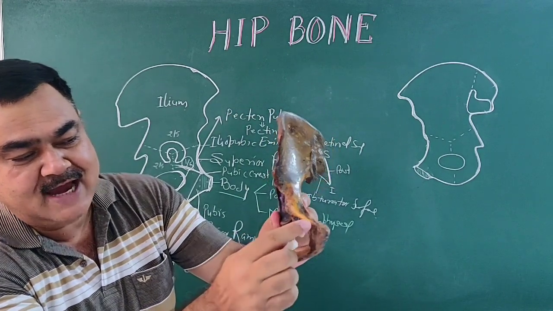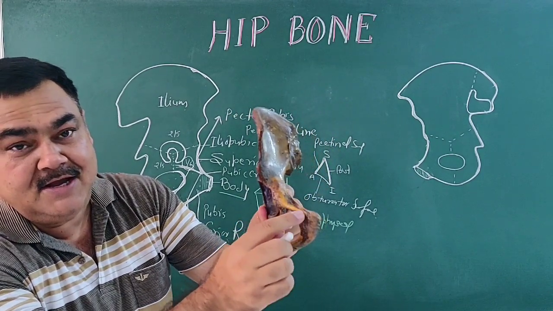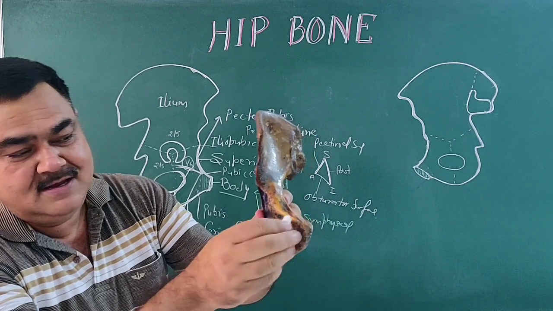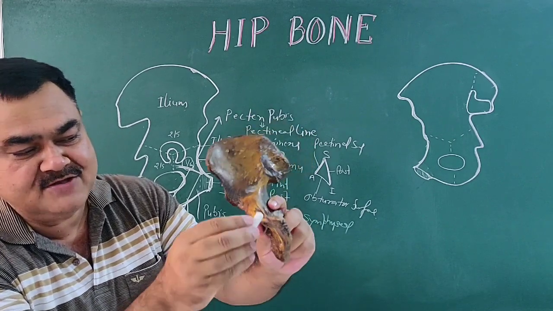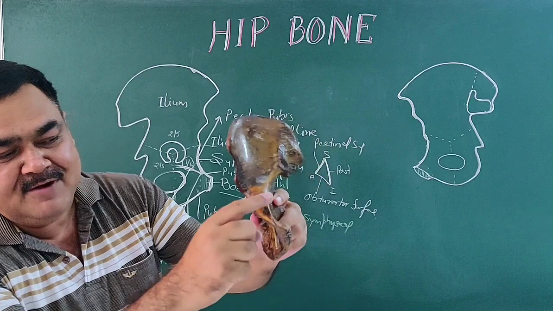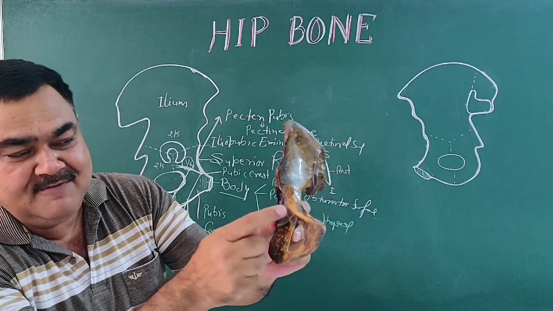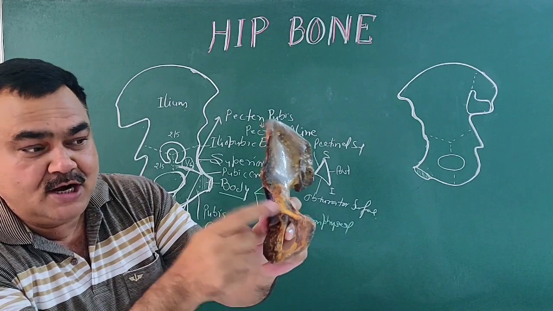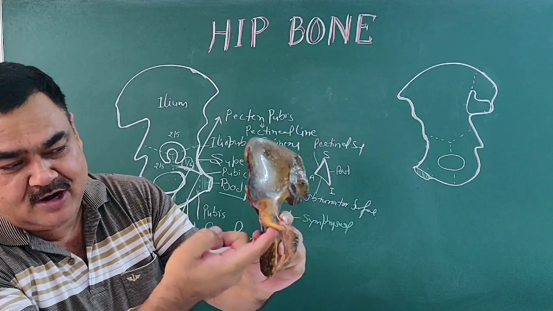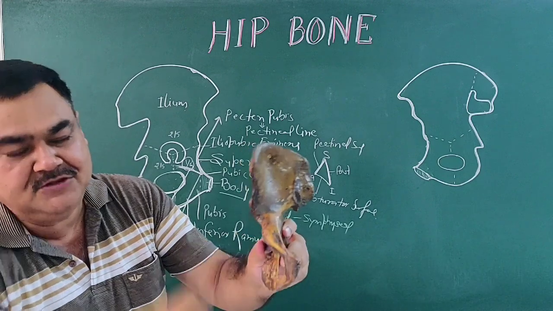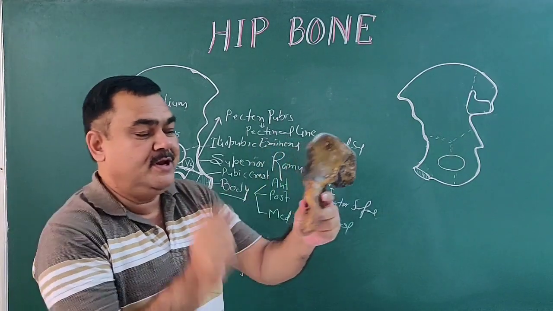This line is the anterior border of the ramus. This is the superior border of the ramus. Between the anterior and superior borders is the pectineal surface. This anterior border forms the obturator crest. This is the inferior border. So these are the three borders of the superior ramus.